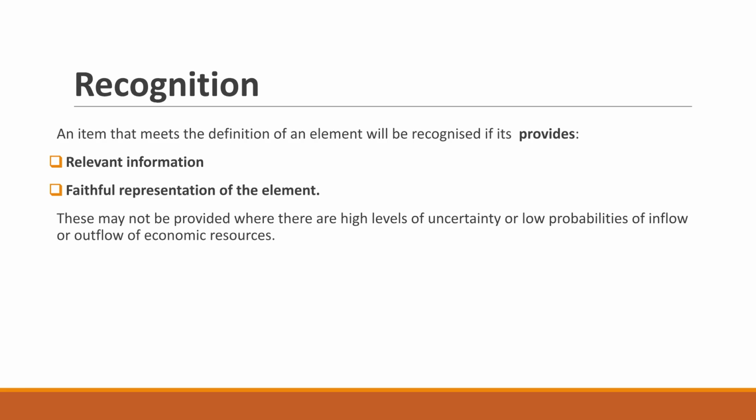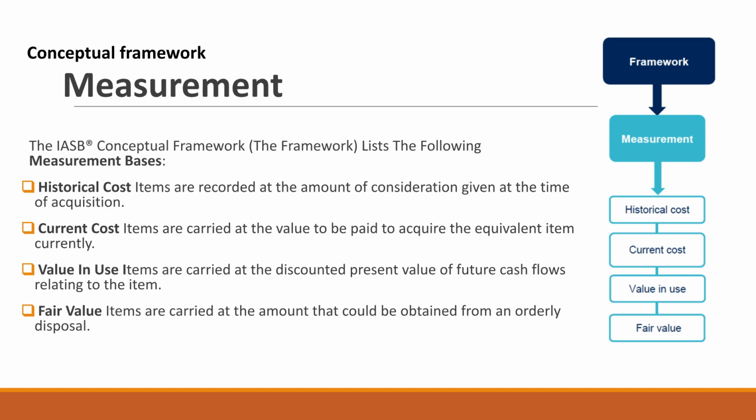However, even if something technically meets the definition of an element, we might not recognize it if there's a high degree of uncertainty about whether economic benefits will actually flow to or from the company. For example, if there's a very low probability of receiving payment on a sale, we might not recognize the revenue. This is all about applying sound judgment and ensuring that the information we include in the financial statements is truly reliable and useful. Let's talk about measurement.